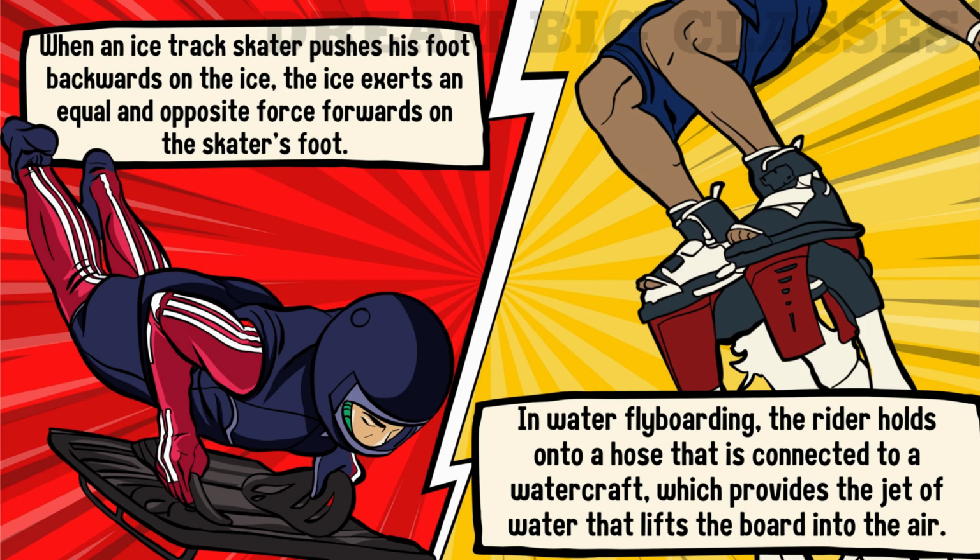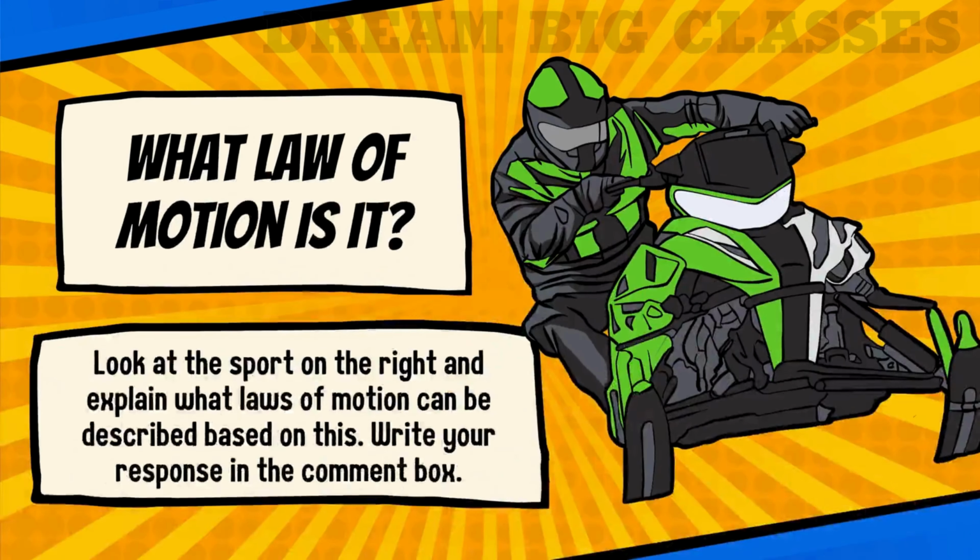2 more examples will give you more clarity. When an ice track skater pushes his foot backwards on the ice, the ice exerts an equal and opposite force forwards on the skater's foot. In water flyboarding, the rider holds onto a hose that is connected to a watercraft, which provides the jet of water that lifts the board into the air.